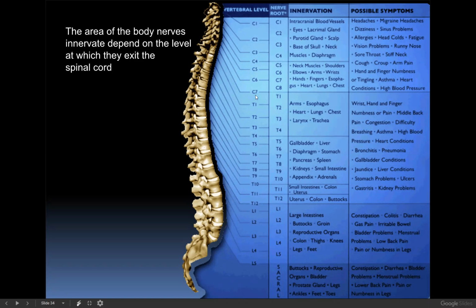C5 through T1 make up the brachial plexus, and that innervates the neck muscles and the shoulders, the elbows and the arms, the hands, the fingers, as well as the esophagus and the heart and the lungs. Then L1 through L4 is the lumbar plexus. L4 through S4 is your sacral plexus.